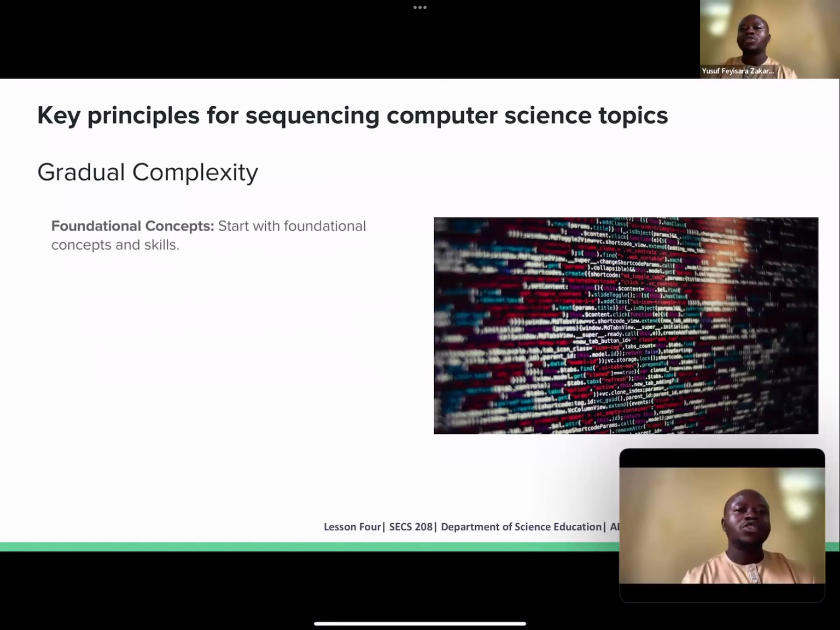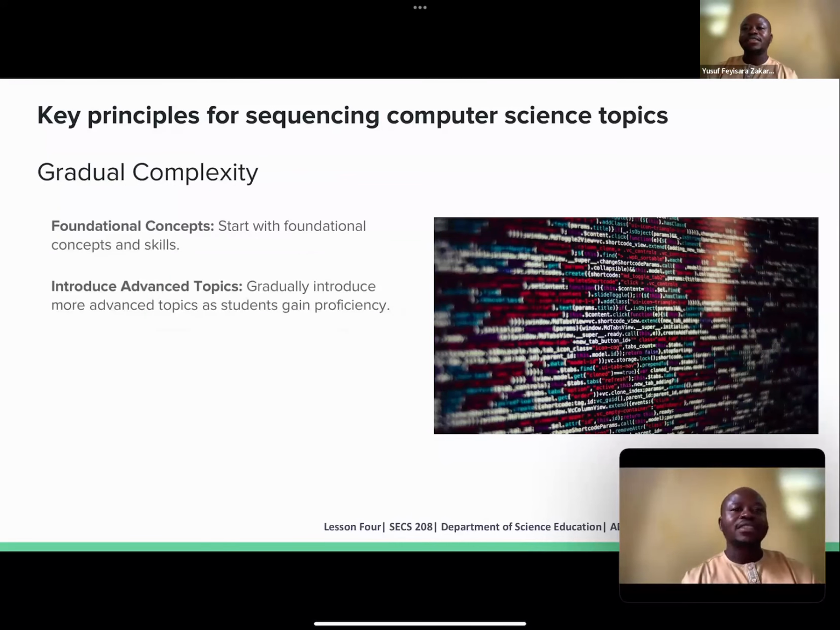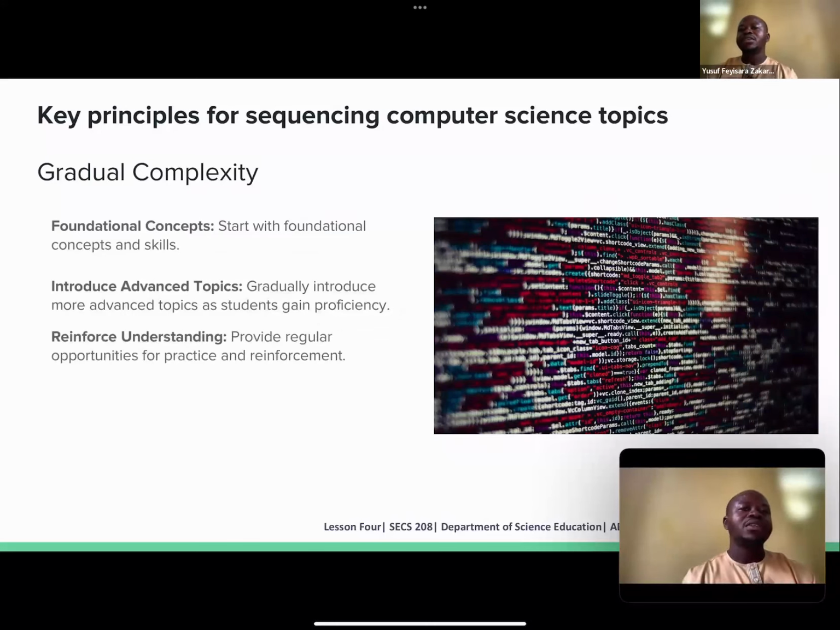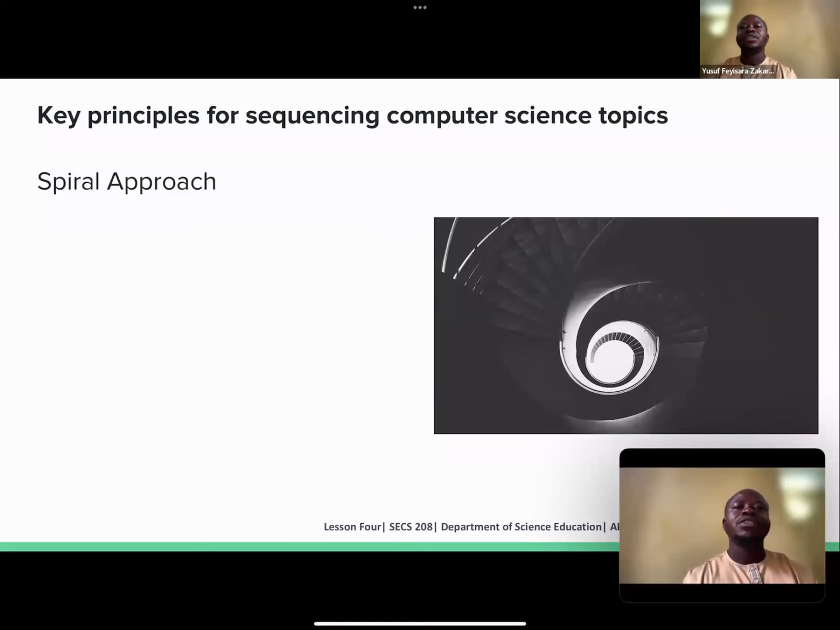Then another principle is to ensure gradual complexity. You start with foundational concepts and skills, then introduce advanced topics, and you reinforce understanding. That is, you repeat the same content and concepts often, so that your students will get it into them.